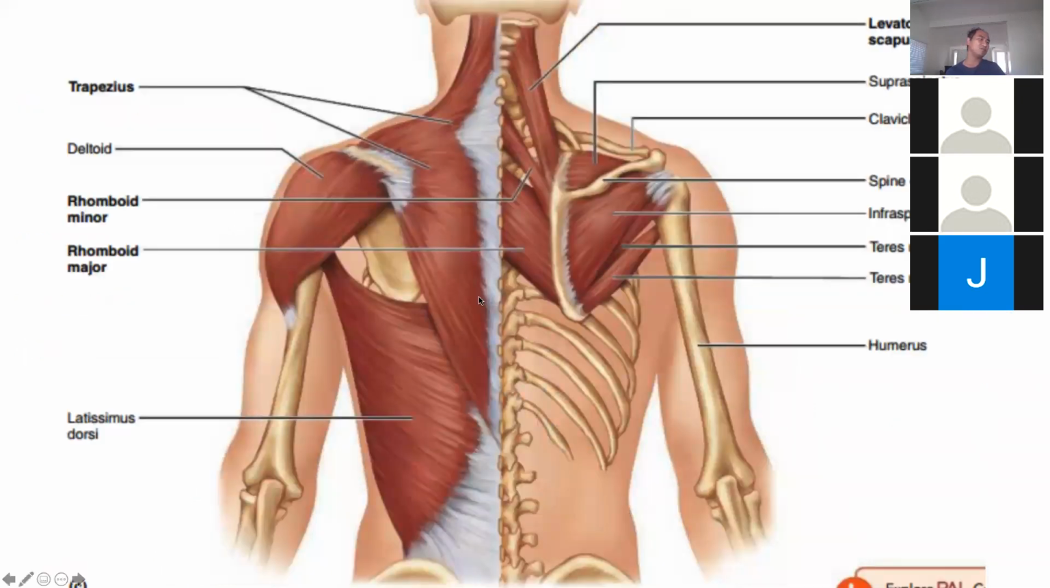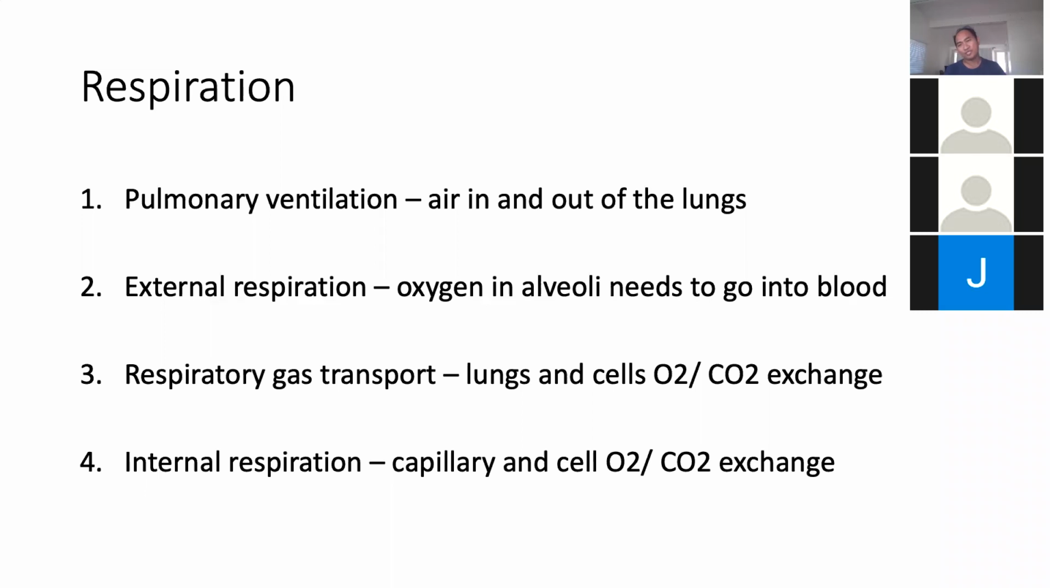So look at the back of our body. I'm just going to keep showing you again and again this big trapezius muscle and this big lower latissimus dorsi muscle. These muscles cover the posterior aspect of the thoracic cavity. And when we talk about respiration, I want you to think in many different steps.